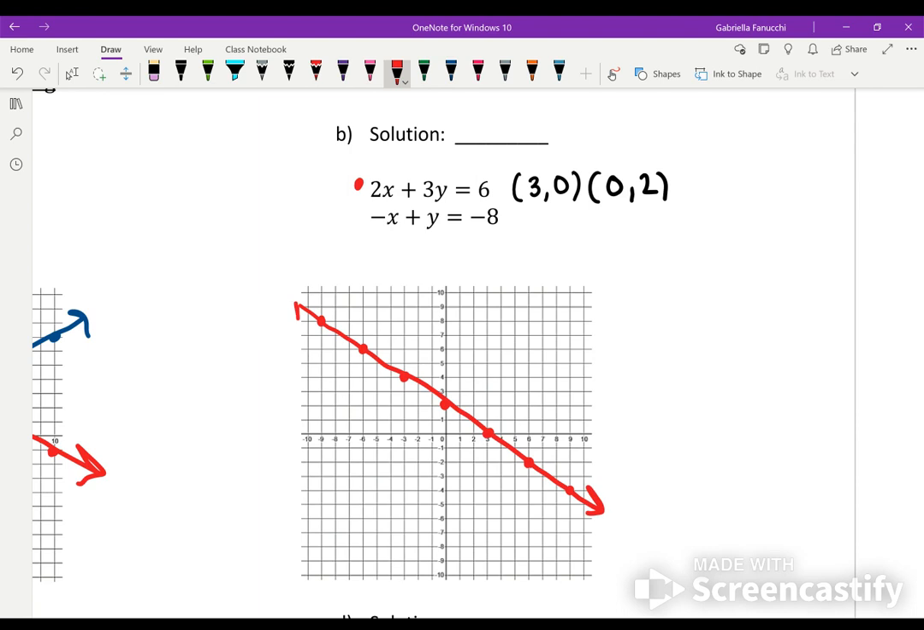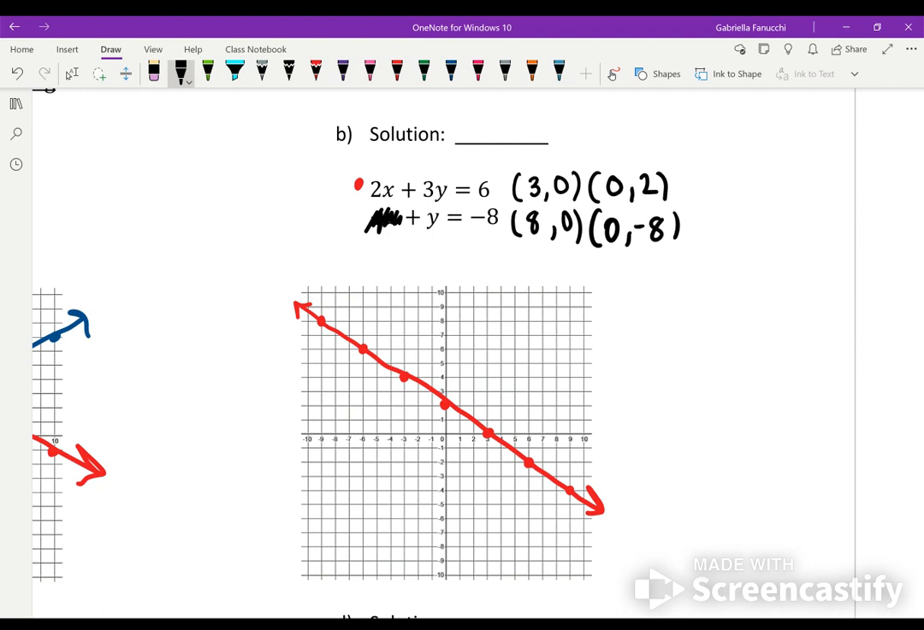The next one, we're going to do the same thing. Let's cover up the y. So I get negative x is equal to negative 8. Well, we can't have that negative there, so it's actually going to be... wait, I'm sorry. Why am I saying negative 1? I meant it's going to be a positive 8. So if I plug in 8, negative 8 is equal to negative 8. So (8, 0). And then my y-intercept is going to be y is equal to negative 8. So it's going to be (0, -8).